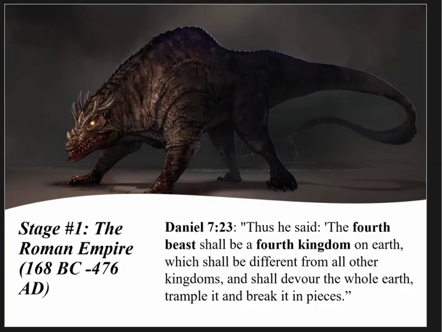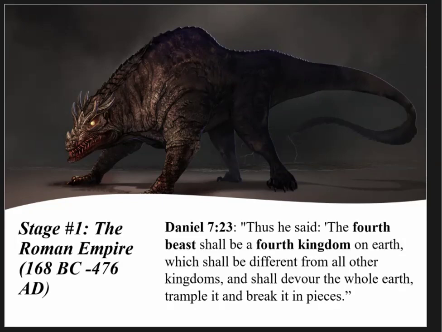So let's read stage 1, the Roman Empire. This is the pagan Roman Empire, which was from 168 BC to 476 AD. Let's read what Daniel has to say in Daniel chapter 7, verse 23. Thus he said, the fourth beast shall be a fourth kingdom on earth, which shall be different from all other kingdoms, and shall devour the whole earth, trample it, and break it in pieces. So this is one fierce, non-descriptive beast. We know who a lion is, we know who a bear is, we know who a leopard is. But this one has no description, but it is a fierce creature.